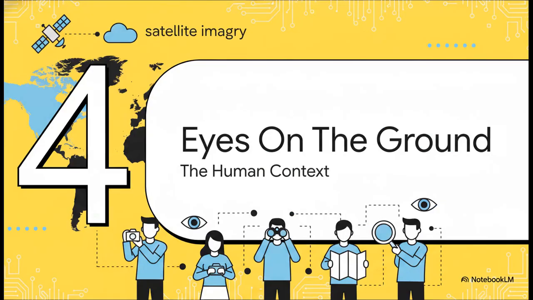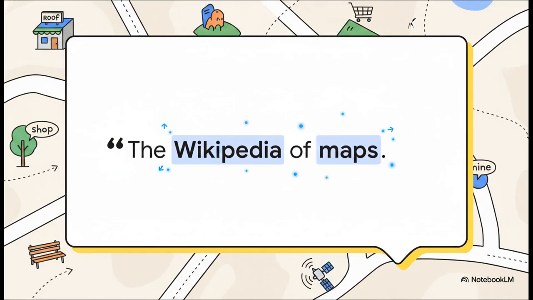You see, a satellite image is great for showing you the what, but it doesn't always tell you the why. To really understand the human context of a place, how people actually use it, you need to get some eyes on the ground. And that brings us to OpenStreetMap. People often call it the Wikipedia of maps, and that's a perfect description. Its power comes from millions of regular people who are constantly adding details, things like building names, one-way streets, even the location of tiny footpaths. It's this incredibly rich, crowdsourced information that's often way more up-to-date and detailed than any commercial map you can buy.